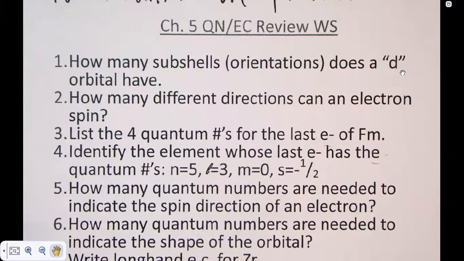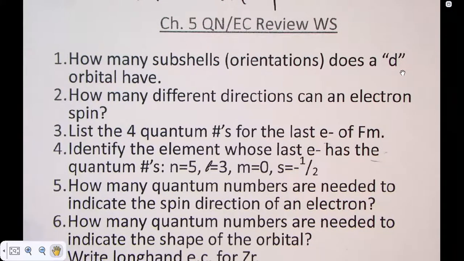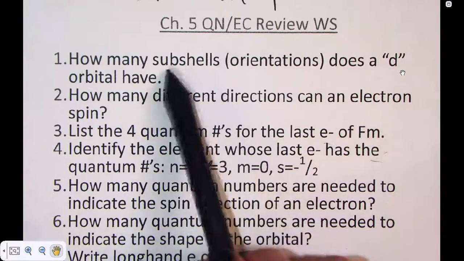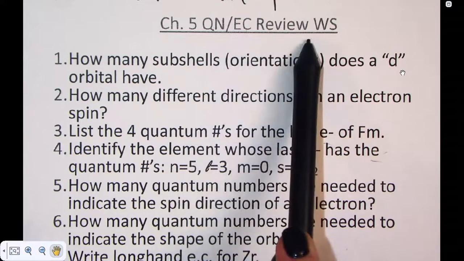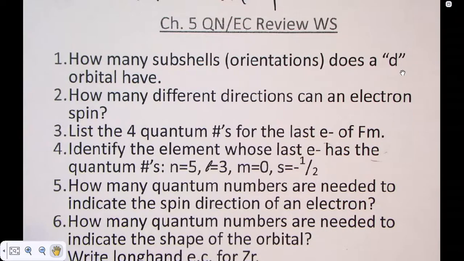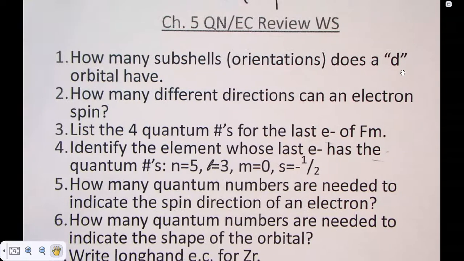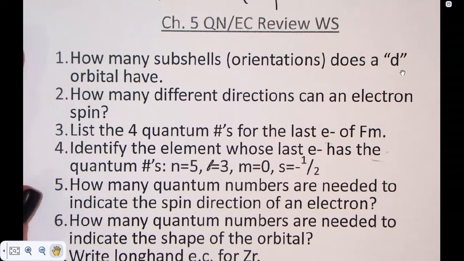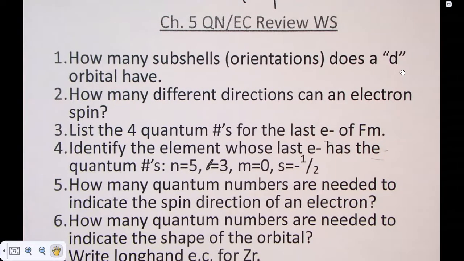I want you to take a look at this video and make sure you correct your answers to the homework. We're going to be looking at the answers to the Chapter 5 Quantum Numbers Electron Configurations Review Worksheet, as well as the Exceptions, Other Info, Ground, Excited, and Impossible State Worksheet. So let's start with 1 through 15 on the Chapter 5 Quantum Numbers Electron Configurations Review Worksheet.